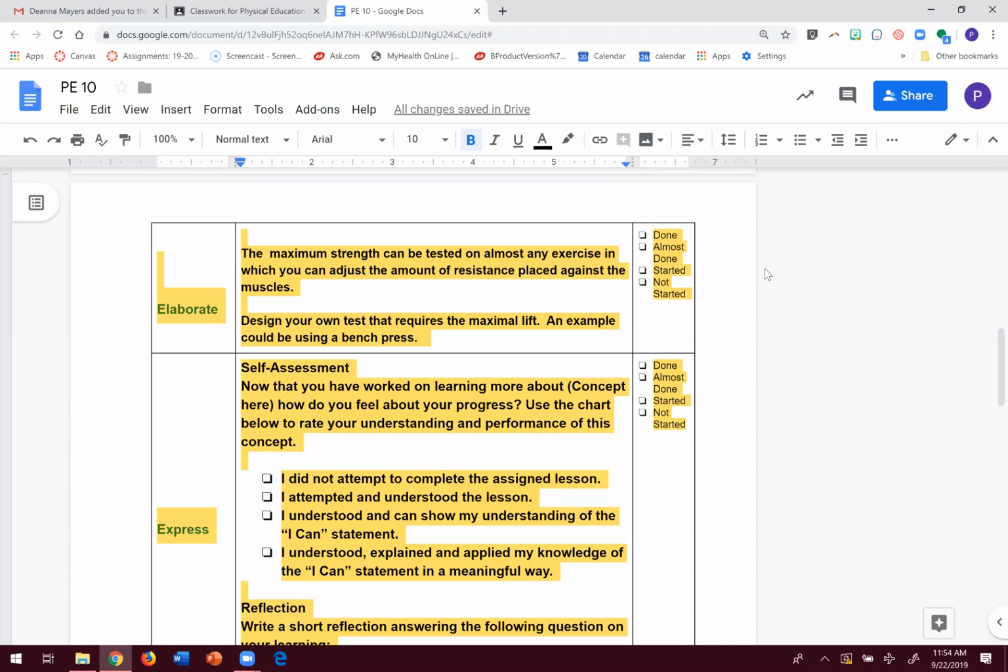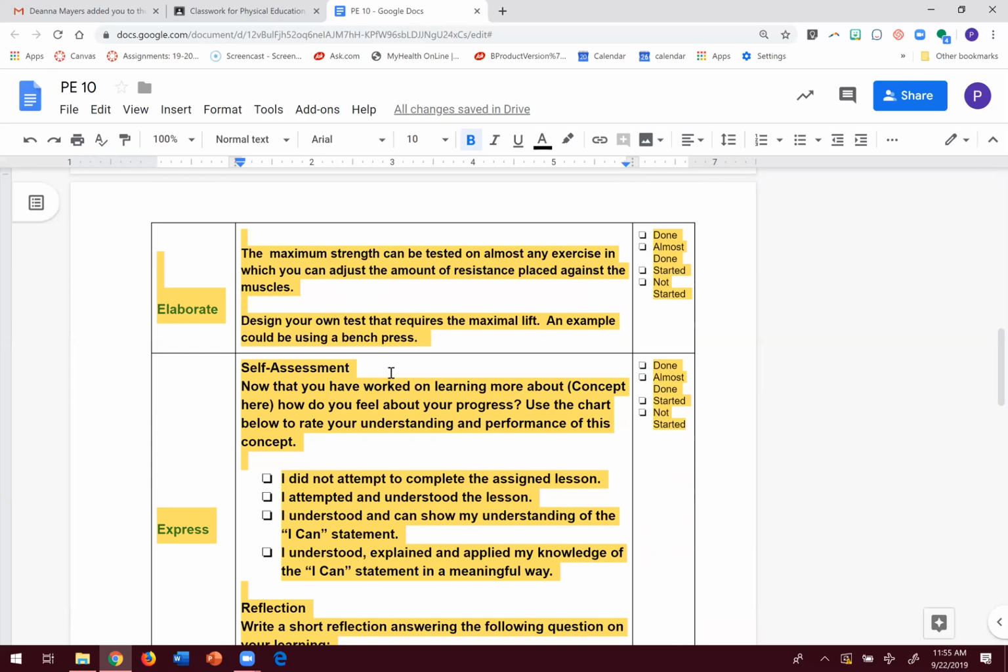The elaborate is what will be worth 6 points. And that's where you will have to do something, all right? In this case, let's just read it. The maximal strength can be tested on almost any exercise in which you can adjust the amount of resistance placed against the muscles. So I want you to design your own test that requires the maximal lift. An example could be using a bench press. That's just an example.